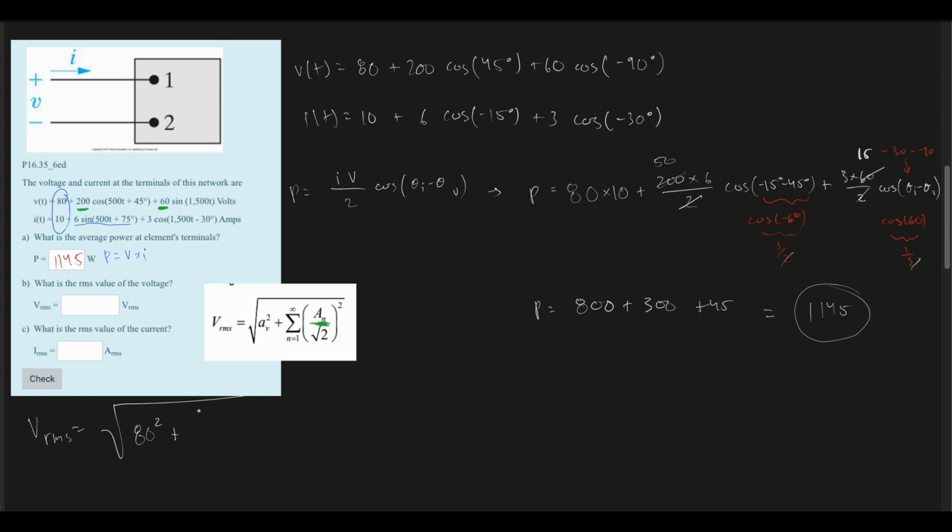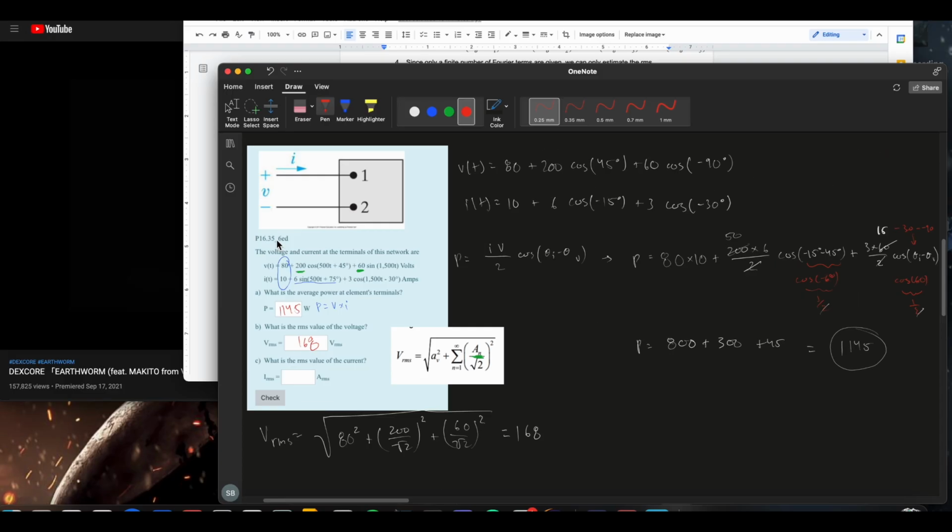So we are going to have our plus, and then we have 200 over the square root of 2. This is all squared, plus, then we'll have our 60 over the square root of 2 and this is all squared. And this is going to give us approximately 168. So our answer for our VRMS is 168 VRMS.